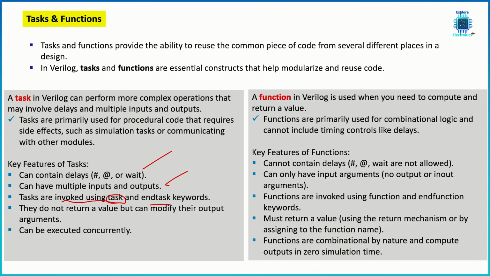And we have the facility that inside a task we can trigger functions as well, correct? Since it has delay statements as well. But inside a function we can't trigger a task. Why? Because a function cannot contain any delay statements, but a task might have delays. That's why inside a function we can't trigger any task. That is the disadvantage of a function.